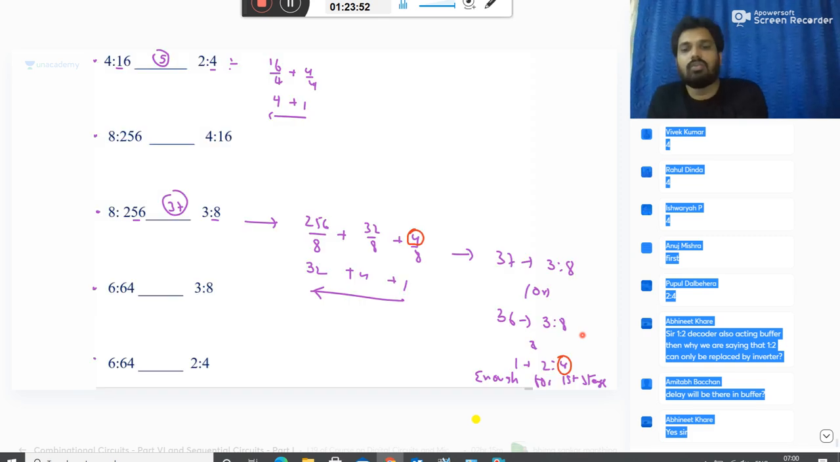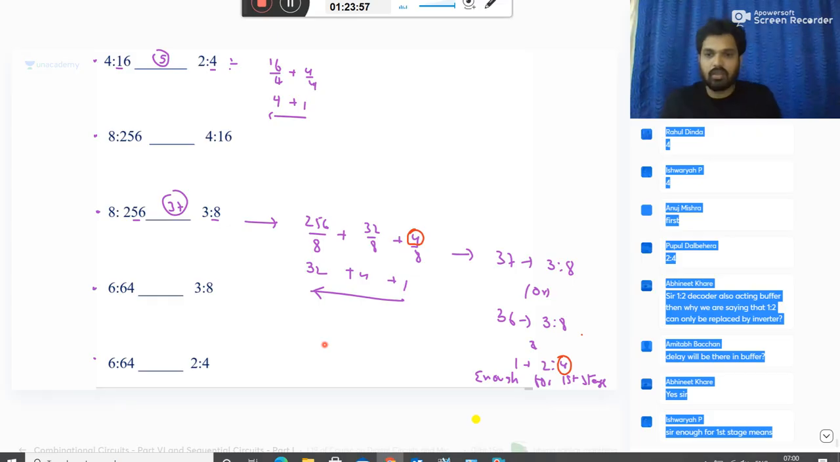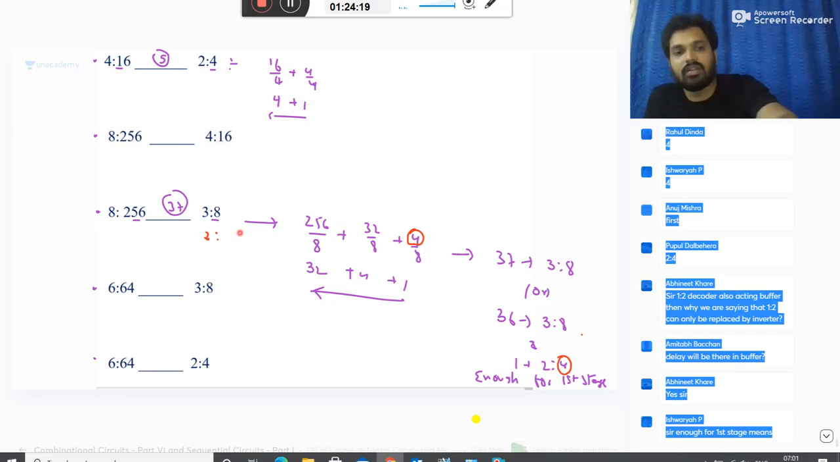Okay, so now let's do some problems. Enough for first stage means in the first stage, instead of 3 by 8 you can take a small 2 by 4, which is a small one compared to 3 by 8. That is the meaning. We don't need 3 by 8, 2 by 4 will do the work. You need not require 3 by 8. For me 2 by 4 is enough. I don't need 8 outputs. I need 4 outputs from the decoder. Give me that, it is enough for me.